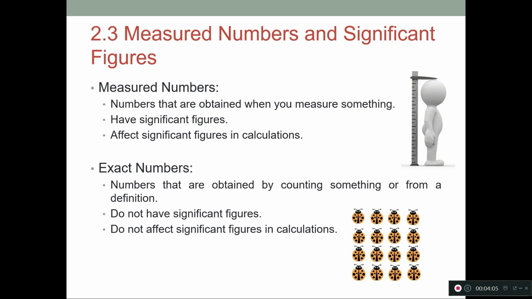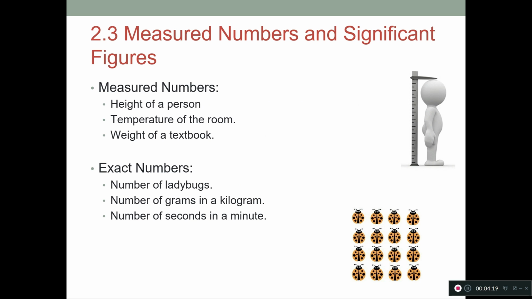So, for instance, when we define that a kilometer is 1,000 meters, we can know that to infinite accuracy just because that is actually how it's defined. We didn't have to go out and measure a kilometer and discover that it was, in fact, 1,000 meters. Some instances of measured numbers are measuring the height of a person, the temperature of the room, or the weight of a textbook. For exact numbers, if we wanted to count the number of ladybugs here, we would have infinite accuracy because we just counted how many there are. And like I said, the number of grams in a kilogram is just a definition, same with the number of seconds in a minute.